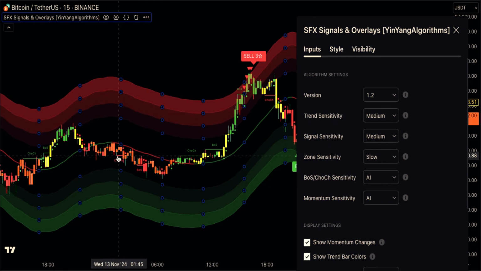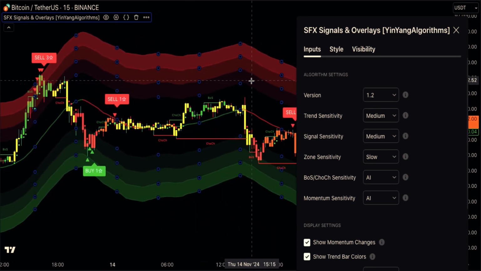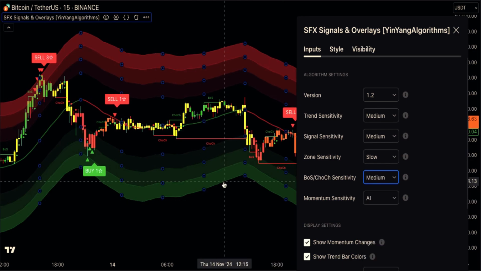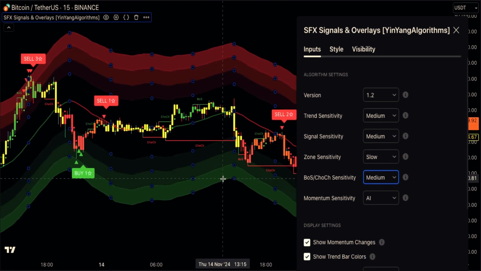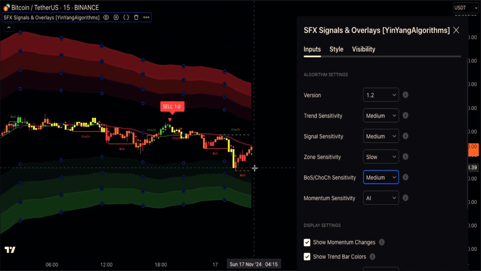Change of character means now it's reversing, thinking it's going down. Break of structure means that it agrees, it's continuing going down. Change of character, it believes there's a reversal, it's now going up. Break of structure, it agrees, it thinks it's going up. Another break of structure, it agrees, it thinks it's going up. Now, you want to find the ones that look the best based on what your trading pair and time frame is, once again. That might just be medium for most things. The AI decides certain things, but I believe medium is probably the best for most things.